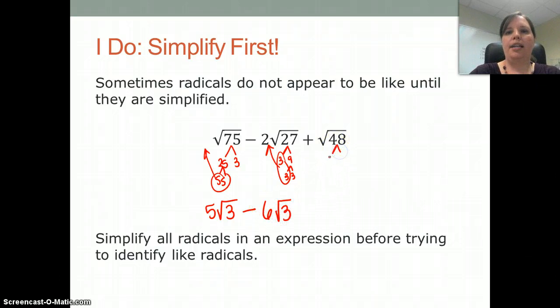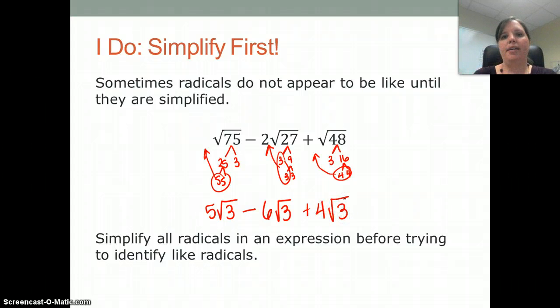And 48 is 3 and 16. 16 is 4 and 4. There's a 4 that leaves. This is really 4 root 3. So what you can see is that the whole time, we had 3 like terms here, but we don't know that until they get simplified. So you want to make sure your first step is to actually simplify before you determine like terms or not.